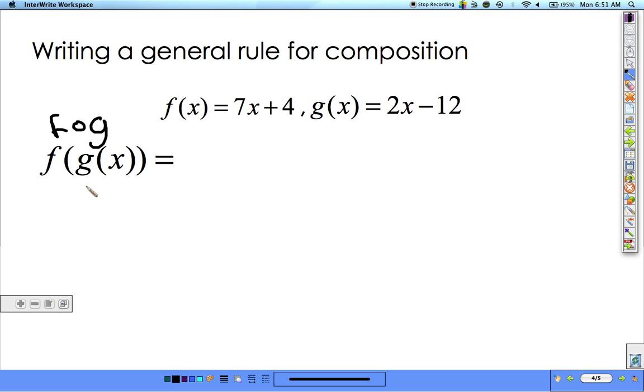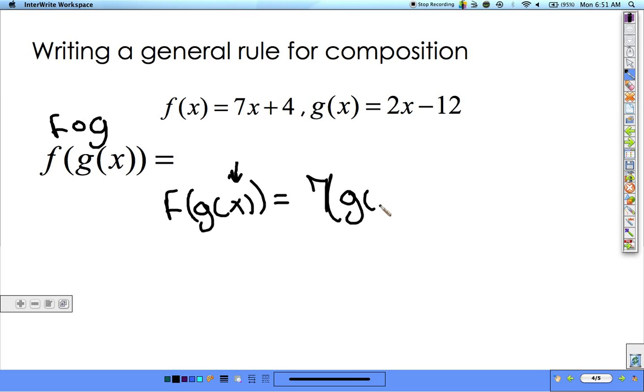for f of x. And I don't have anything to evaluate g of x, so what I'm going to do is just rewrite the entire thing. The first thing I'll do is write the outer function, which is f of x. So f of g of x is going to be equal to, well, now I'm going to write f of x, but I'm going to replace all the x's with whatever's in the parentheses here.